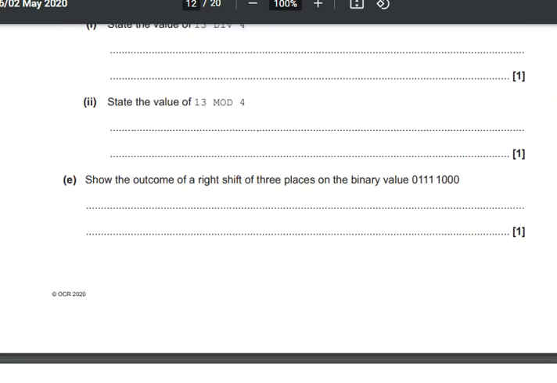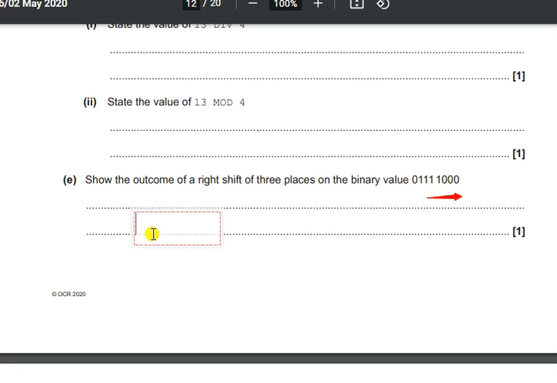In the next part they are asking what is the outcome of the right shift of 3 places on the binary value. So right shift means we are going to shift in this direction. So what answer we will get is, we are going to drop the last 3 digits. So this we will skip, this we will skip, this we will skip because we are shifting these.